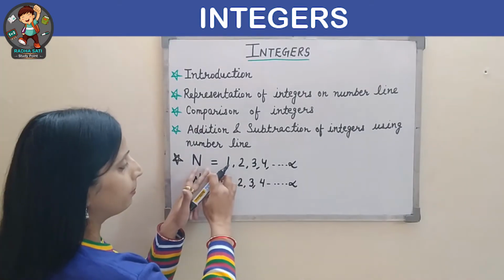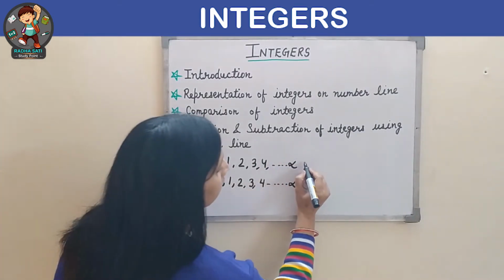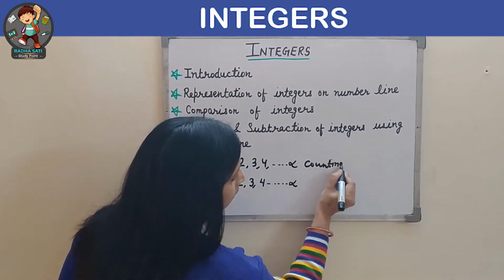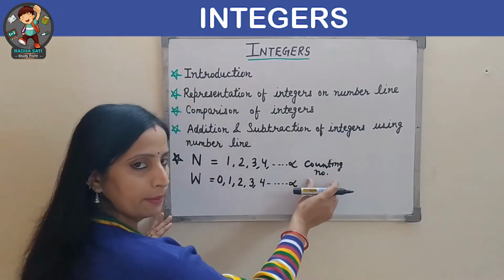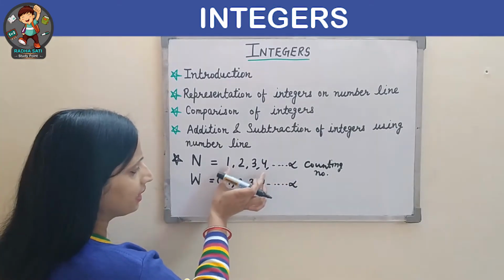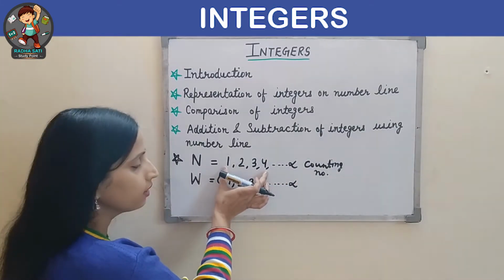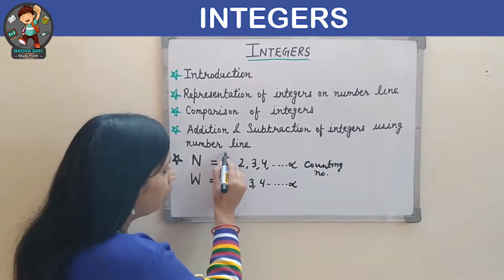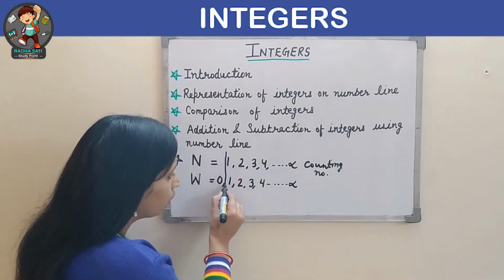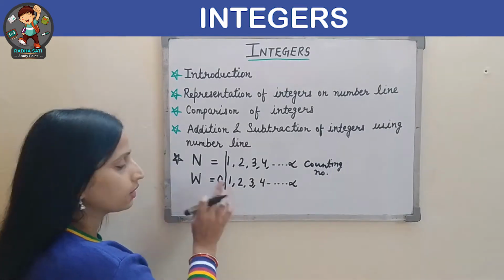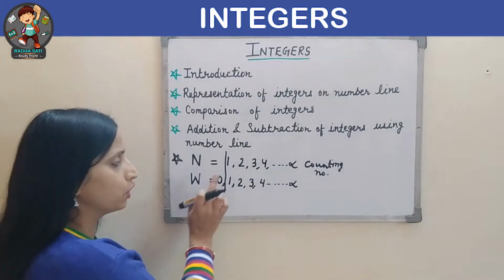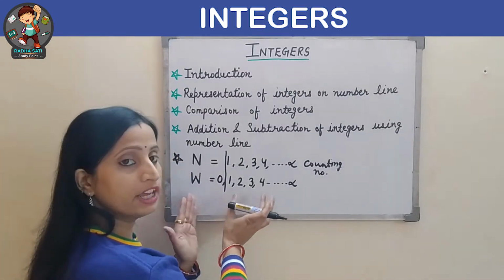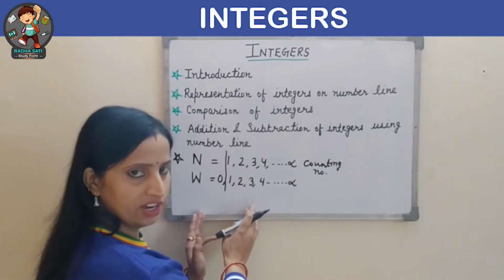Natural numbers are also called counting numbers or positive numbers. So we can see that natural numbers start from 1 but whole numbers start from 0. So all the natural numbers are whole numbers, but all the whole numbers are not natural numbers. But what if you get a negative number?